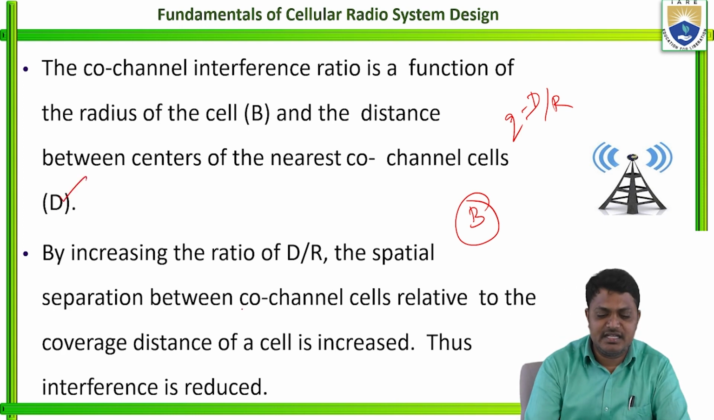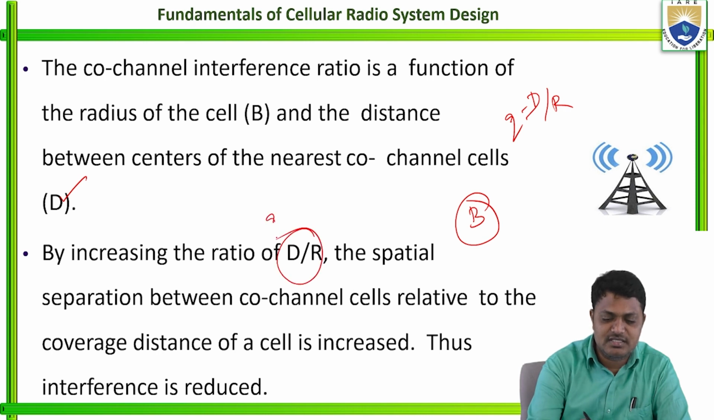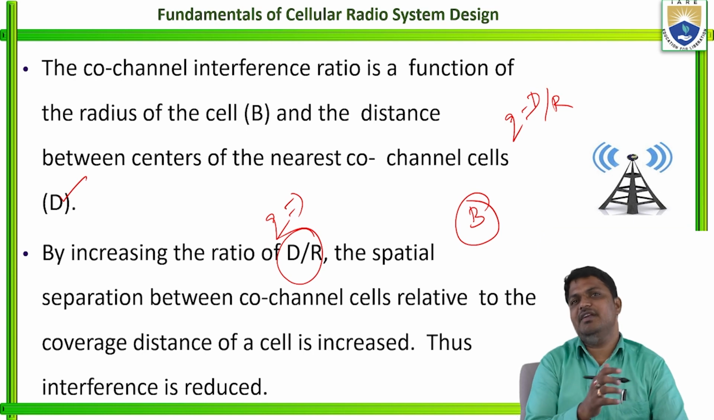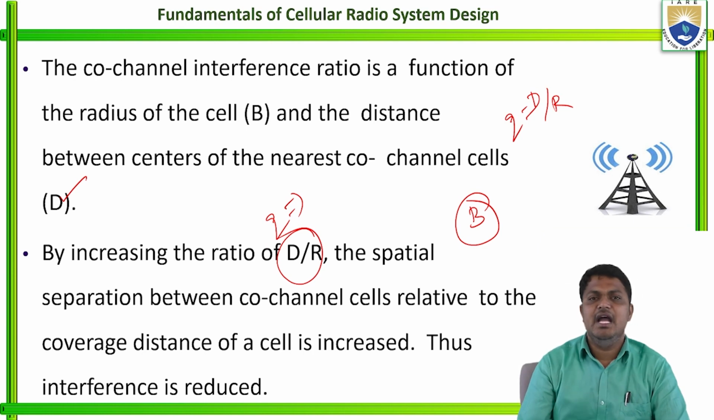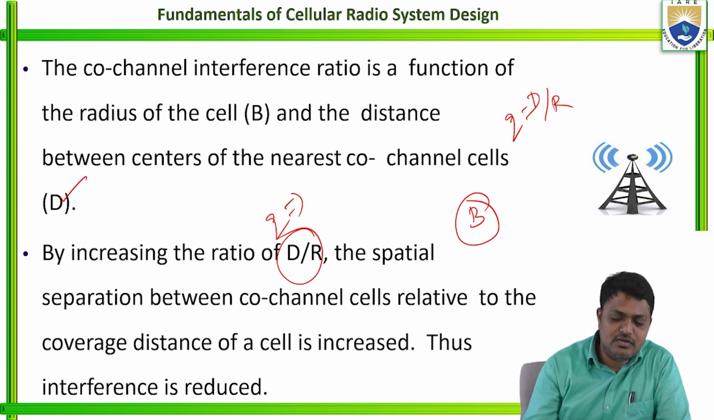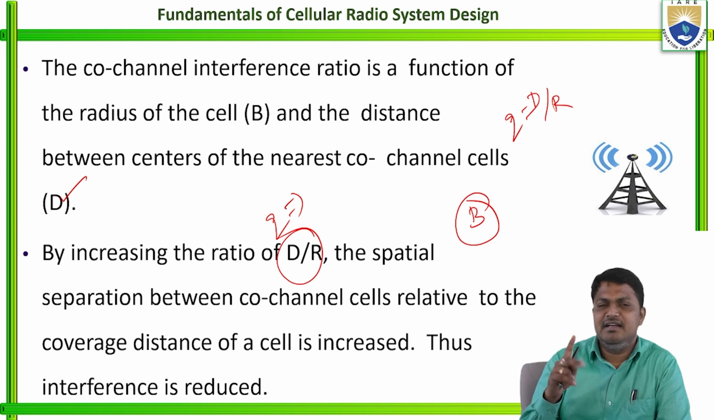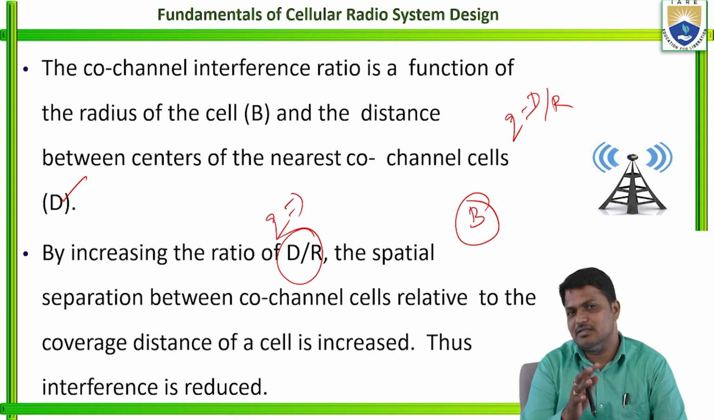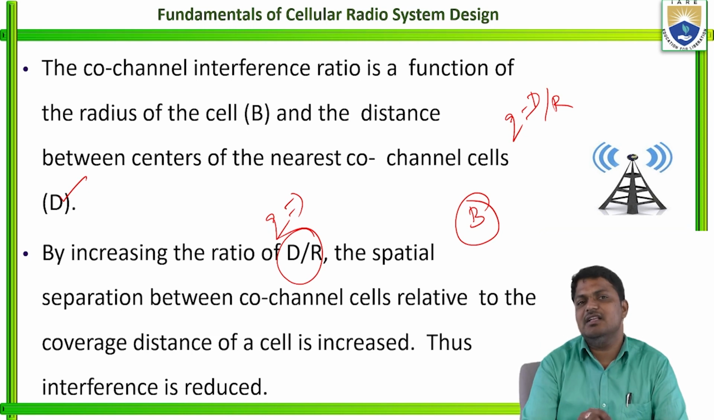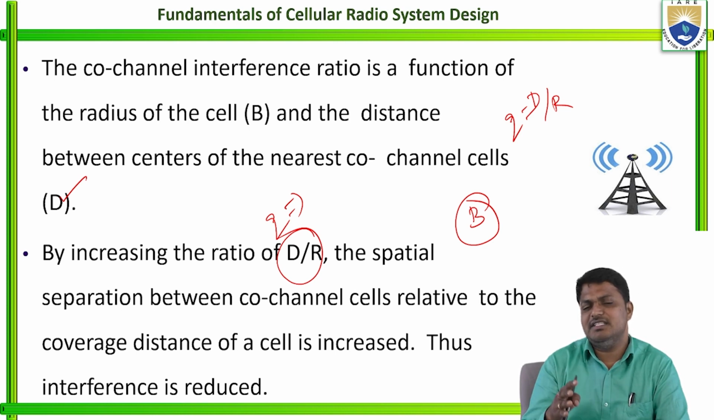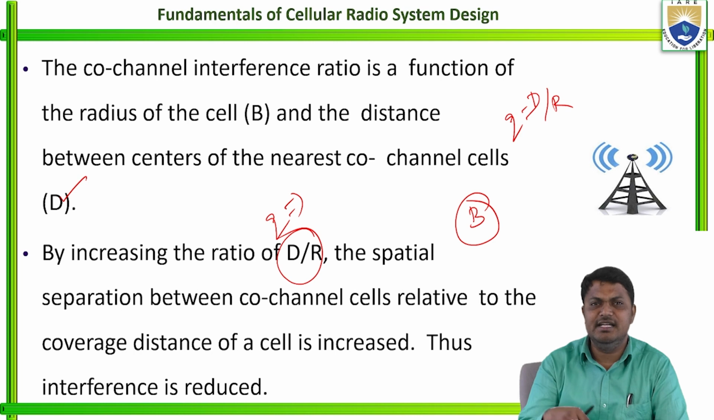By increasing the ratio D by R, that is the Q value, the spatial separation between co-channel cells relative to the coverage distance of the cell is increased. So interference is reduced. It is nothing but, when we are increasing the Q value, that means we are minimizing the interference between the co-channel cells, and the co-channel interference reduction factor, that is the Q value, automatically changes.